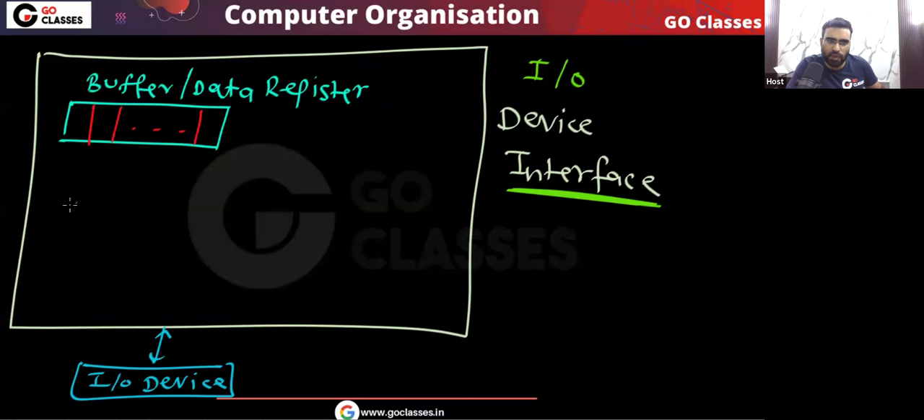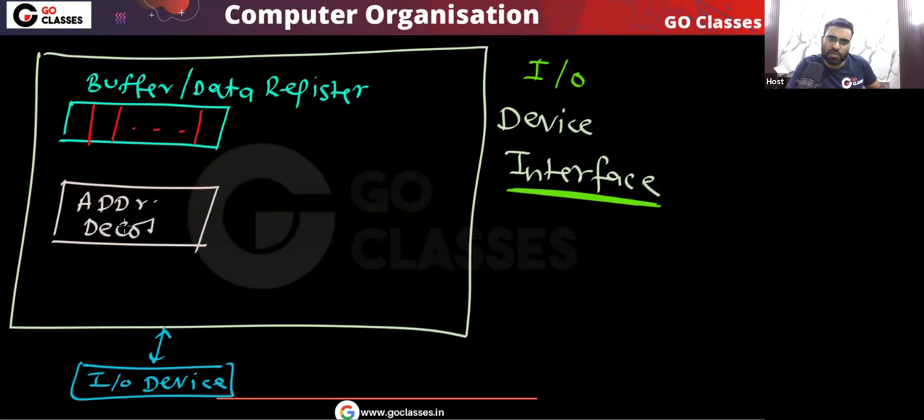Another, what do we have? We have the address decoder. Why do we have the address decoder? Please tell me. Because there are many IO devices: mouse, keyboard, disk, hard drive. Now they have different addresses. So that is the reason we need the address decoder. Memory also has an address decoder. Do you remember? The memory decoder. Similarly, this is the IO address decoder.